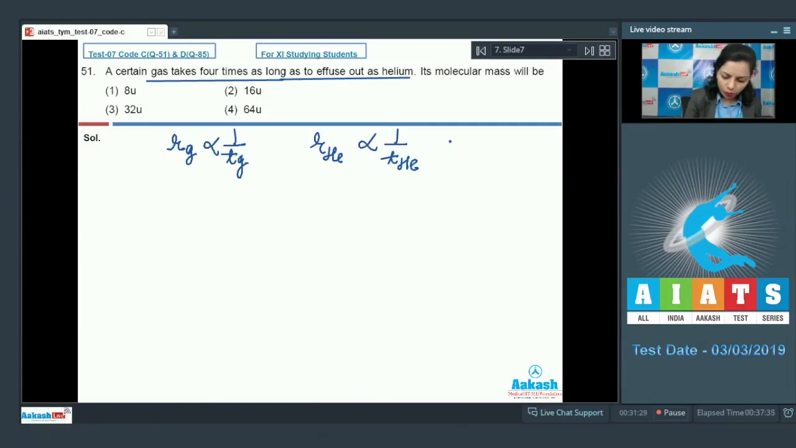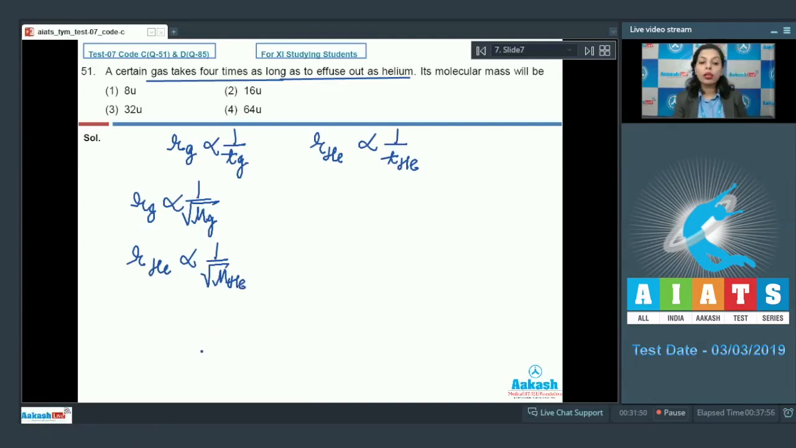Further, if I talk about Graham's law, Rg is inversely proportional to the root of the molar mass of that gas. Similarly, for helium, Rhe is inversely proportional to 1 by root Mhe, the molar mass of helium. On the basis of these two rules, we will find the molar mass of that unknown gas, because we know that the molar mass of helium is 4 gram per mole, and the molecular mass is definitely 4U.